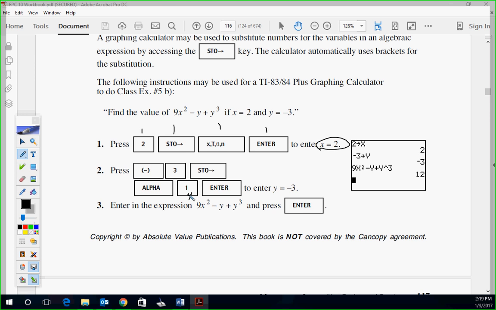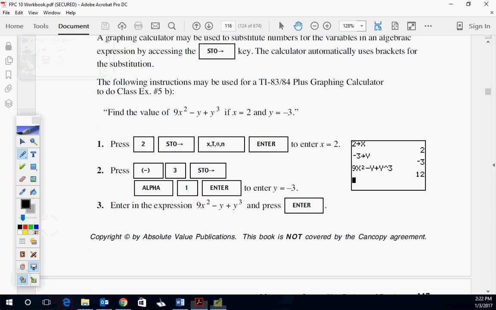When you're done, go ahead and enter in the problem we just did. Enter this in your calculator: 9x squared minus y plus y cubed, and hit enter, and it's going to pump out the number for you. You should get 12 again. I'll pause for a second. If you have questions, let me know.